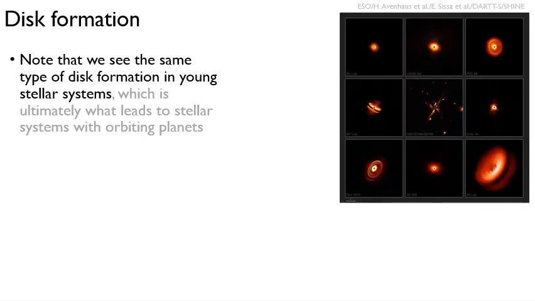And if that sounds like hocus pocus to you, we can actually see the same kind of thing happen in young stellar systems. This is also the kind of thing that explains planetary systems like our solar system, where you have the sun, which you can think of as the galactic bulge, and then the planets orbiting, which you can think of as the disk. We'll talk more about that in the stellar and planetary formation set of lectures.